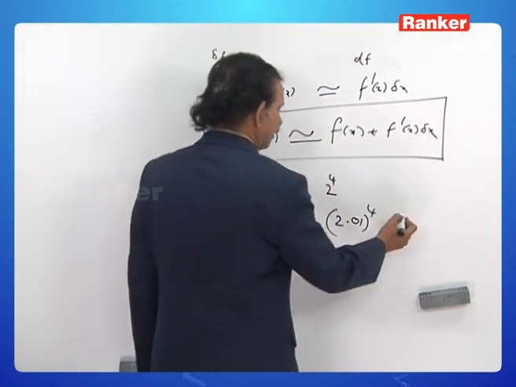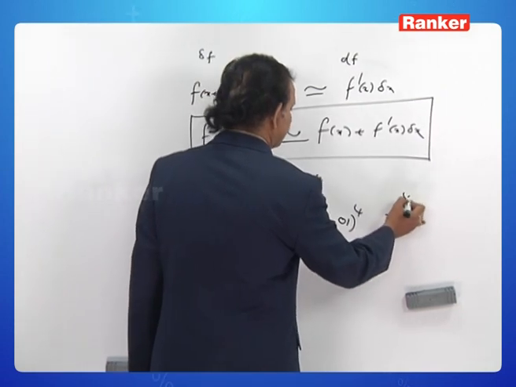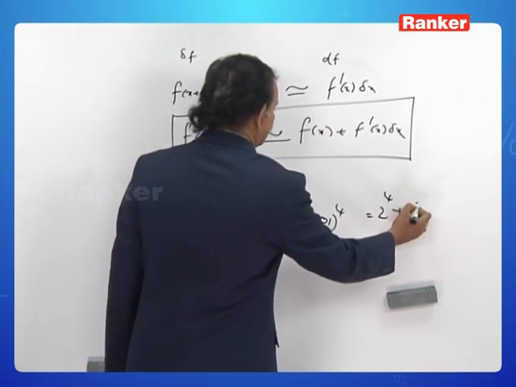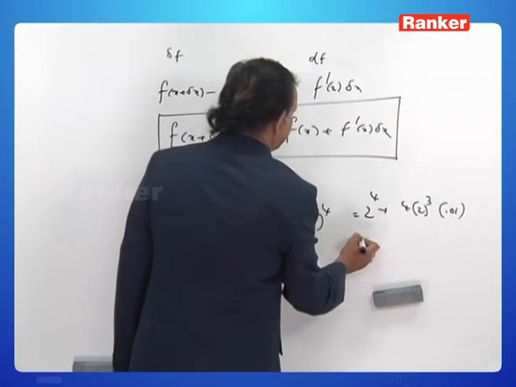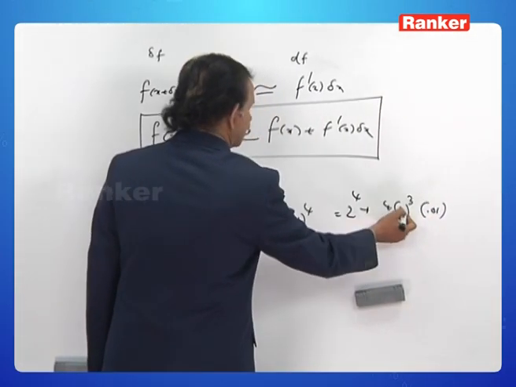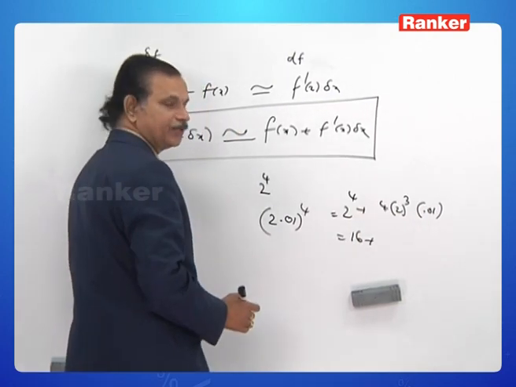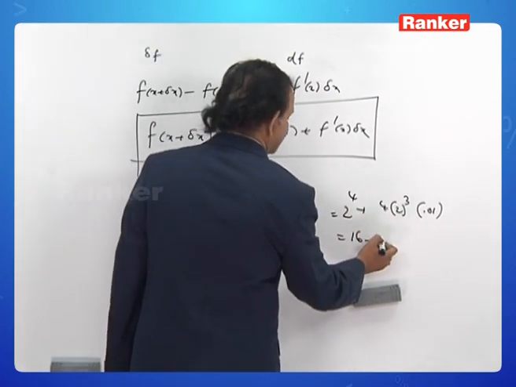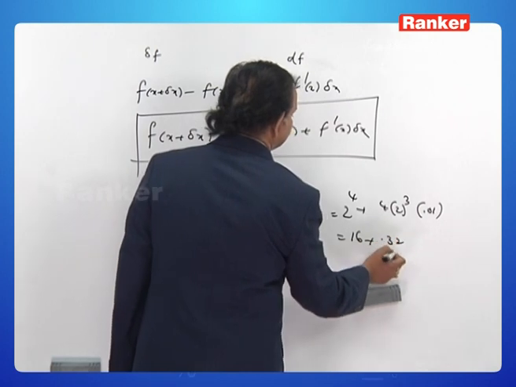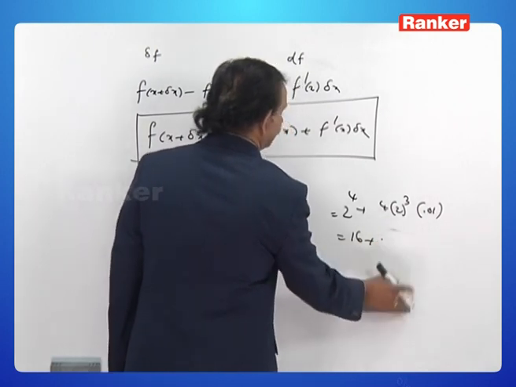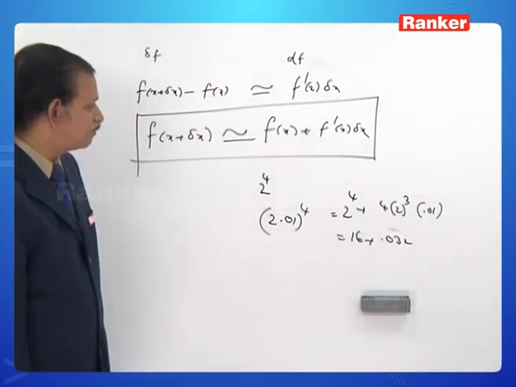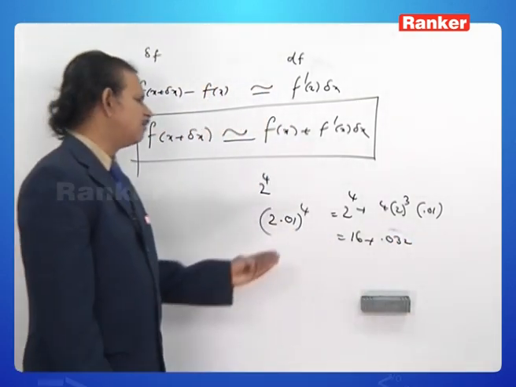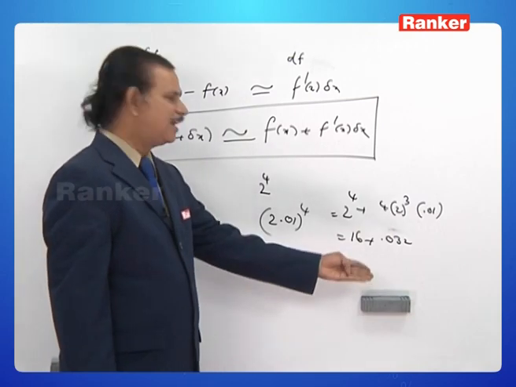F of x is x power 4, that is 2 power 4. F dash x is 4x cube, 4 into 2 cube. Delta x is 0.01. That is 16 plus 2 cube is 8, 8 4s are 32. 32 into 0.01 is 0.32. 0.032. So the approximate value is 16.032. You can on the spot tell me the answer.